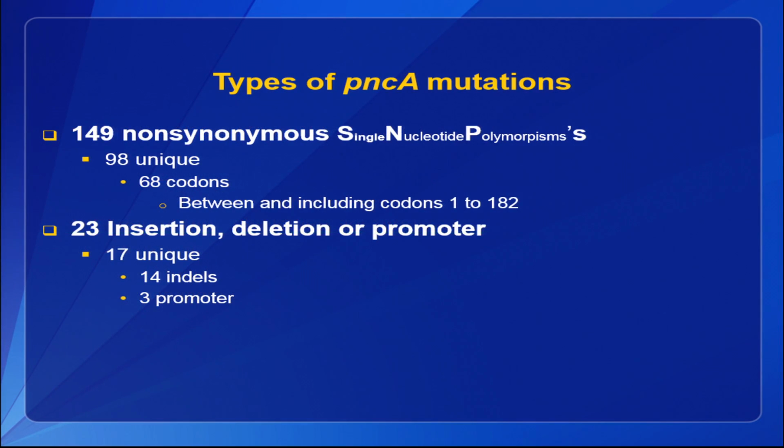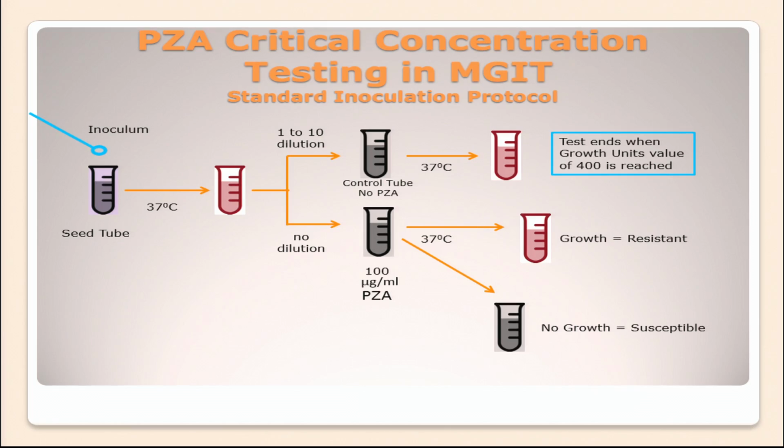In the phase 1 part of the study, we had already done a molecular drug resistance survey, so we had a lot of strains where we'd done Sanger sequencing looking at PNCA. So we picked from that collection of strains. We had 149 non-synonymous SNPs. 98 of these were unique and affecting 68 different codons. We also have 23 strains that had indels or promoter mutations.